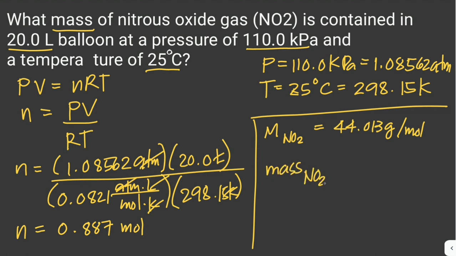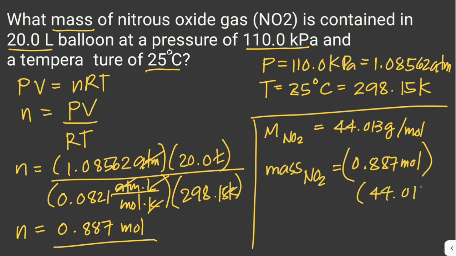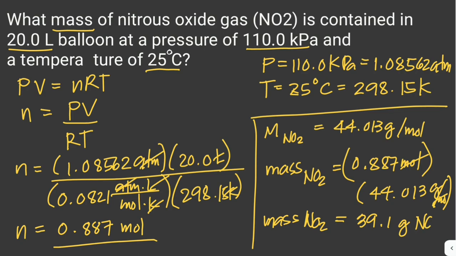And now to solve for the mass of NO2, this is equal to the number of moles, 0.887 moles, times 44.013 grams per mole. So mole here cancels out. So the mass of NO2 is equal to 39.1 grams of NO2.